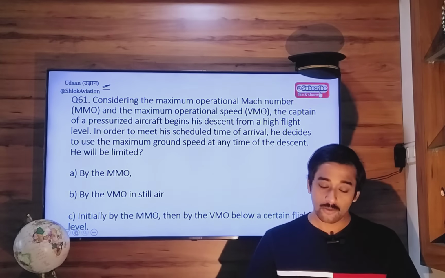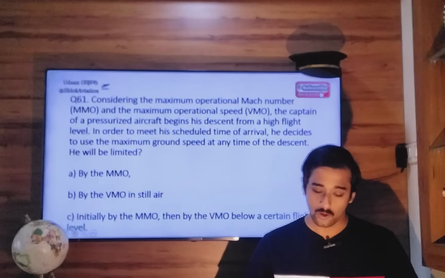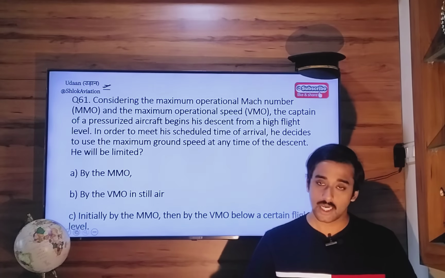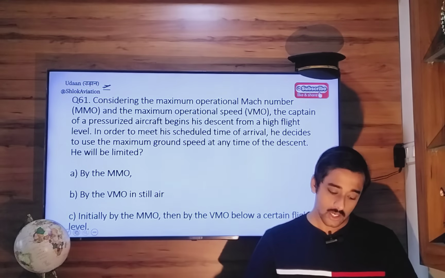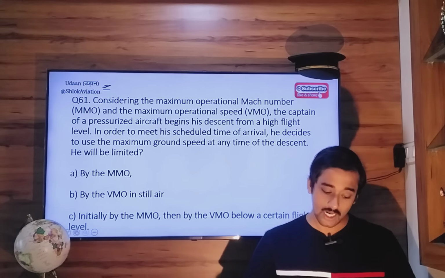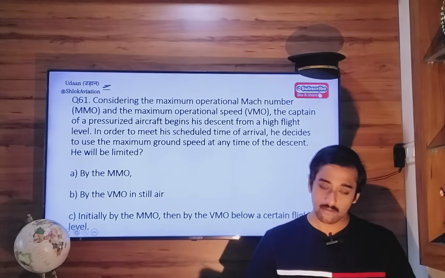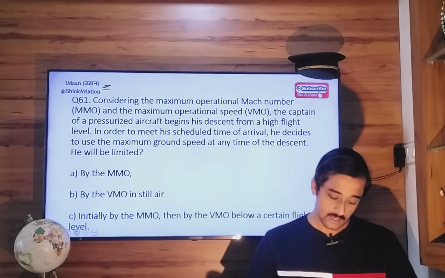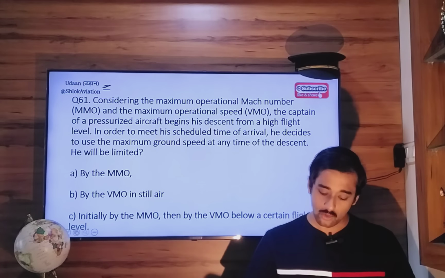Considering the maximum operational Mach number and the maximum operational speed (VMO), the captain of a pressurized aircraft begins his descent from a high flight level. In order to meet his scheduled time of arrival, he decides to use maximum ground speed at any time of the descent. He will be limited by MMO (maximum Mach number), by VMO in still air, initially by MMO, then by the VMO below a certain flight level.